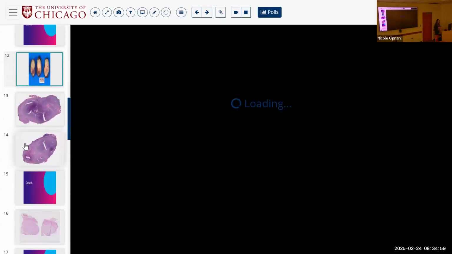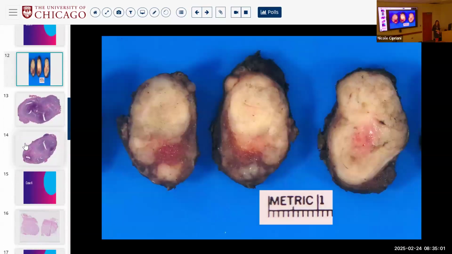Who's next? Come on. Is this cancer or not cancer? Cancer. Looks like cancer. Wonderful.